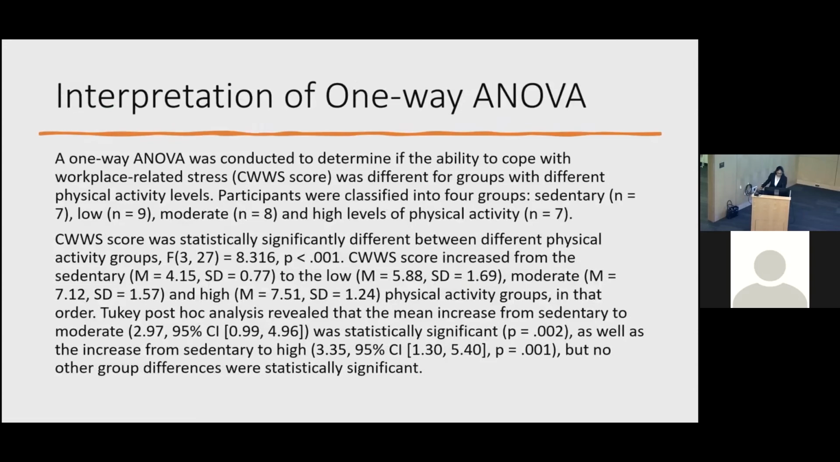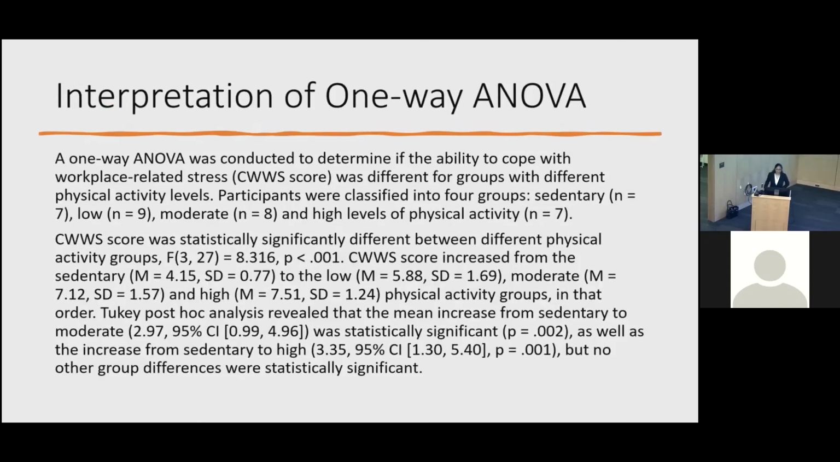One-way ANOVA was conducted to determine if the ability to cope with workplace-related stress was different for groups with different physical activity levels. Participants were classified into 4 groups: sedentary, low, moderate, and high levels of physical activity. The cope with workplace-related stress scores were found to be statistically significantly different between different physical activity groups. The F statistic is presented here, as well as the 2 degrees of freedom with the significant p-value. CWWS scores increased from the sedentary to the low, to moderate, and to high physical activity groups.